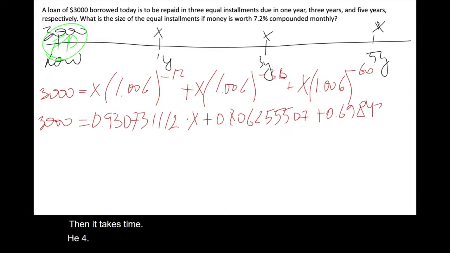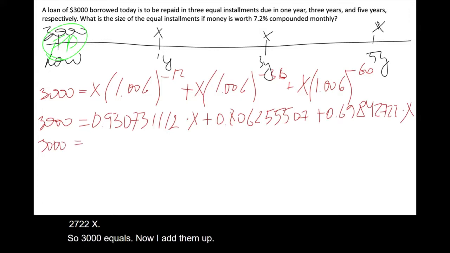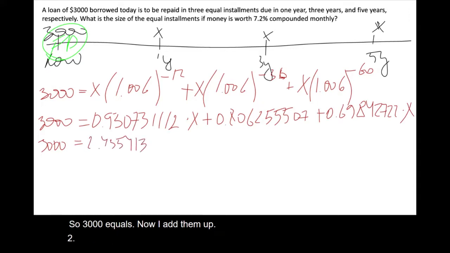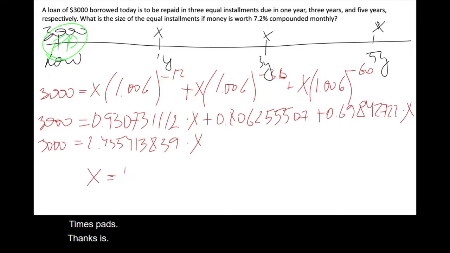$84, 2722 X. So 3,000 equals. Now I add them up. 2 5 4 1 3 8 3 9 times X. X is $1,231.82. So let me know when we're good to go.